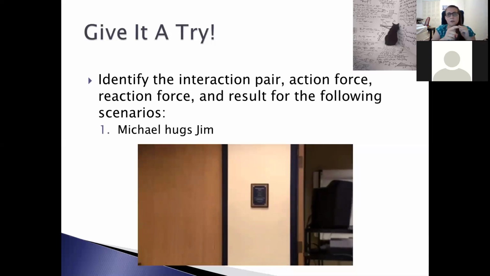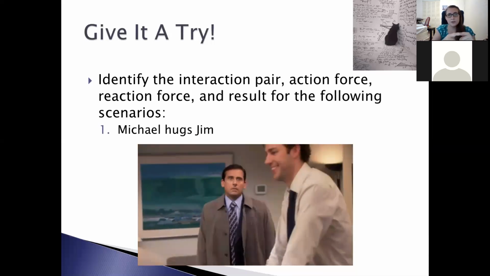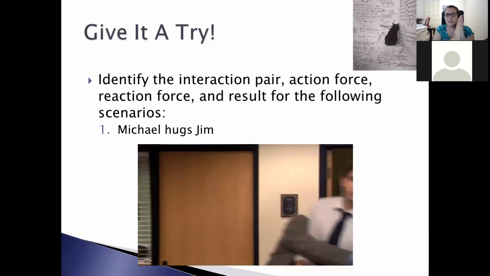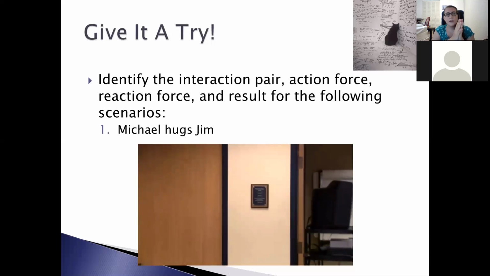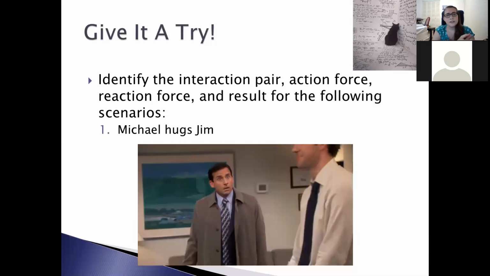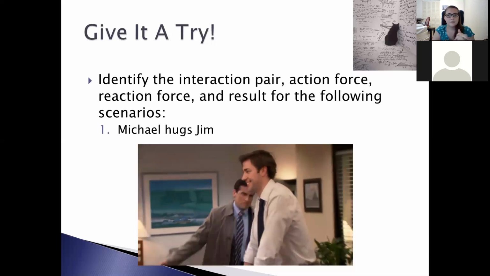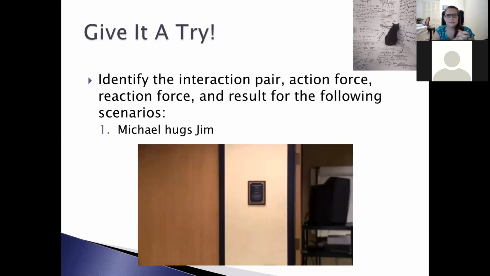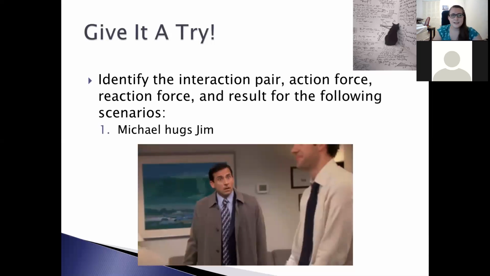The reaction force and the action force are always going to involve the interaction pair. So if Michael is hitting Jim and Jim is hitting Michael, that's our action and reaction force. The result is that then Jim falls over from the ferocity of Michael's love, excitement. I don't know. Does that make sense?